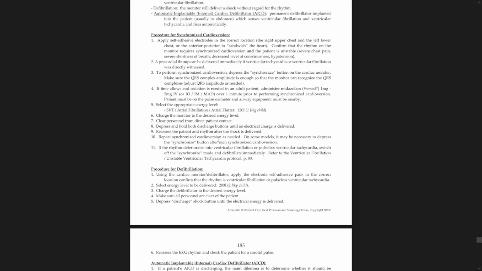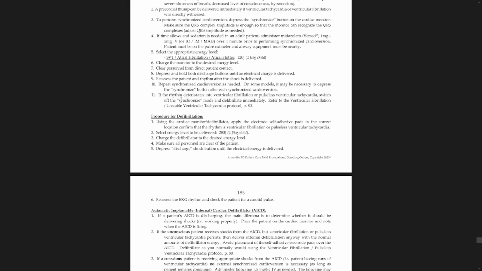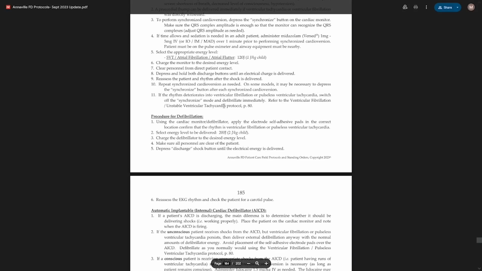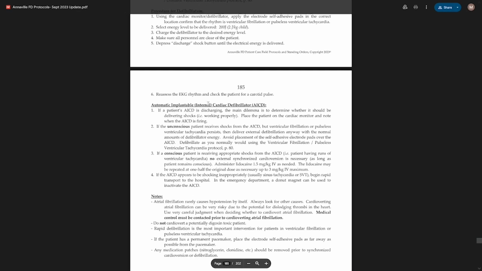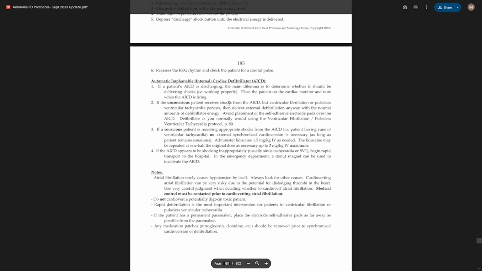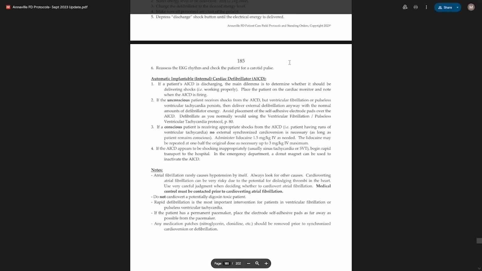And then you repeat as such. If the rhythm deteriorates into VFib or pulseless VTAC, switch off the synchronized mode and defibrillate immediately. Refer to the VFib or unstable VTAC protocol on page 80. For the procedure for defibrillation, you do 200 joules or 2 joules per kilogram, just for the regular cardiac monitor, and then you reassess. Use your correct protocols as needed.